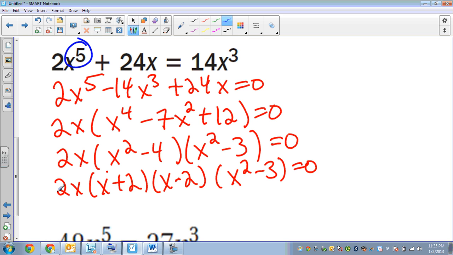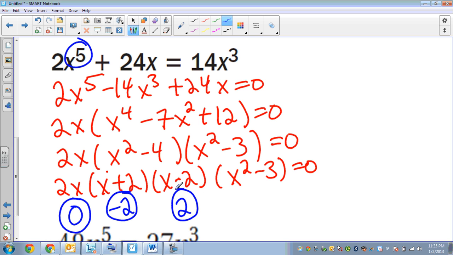What makes this x 0? 0. That's an answer. What makes this thing, this parentheses, 0? -2. That's an answer. What makes this 0? 2. That's an answer. What makes this 0? This is more complicated, so I'll write it up here to the side.